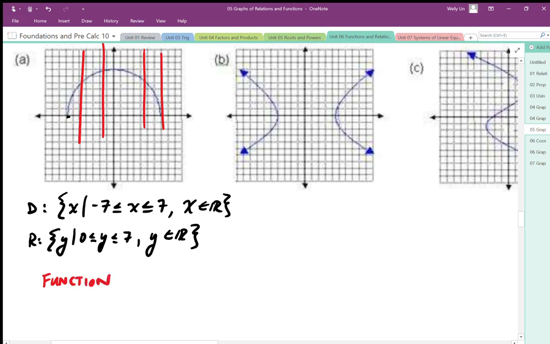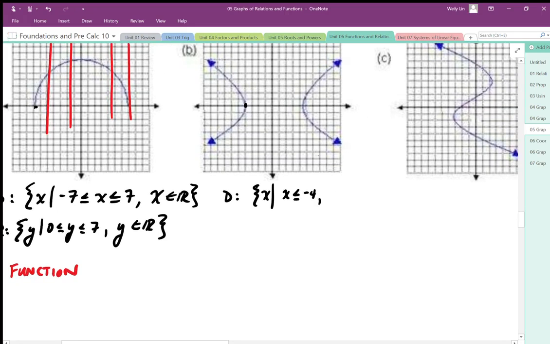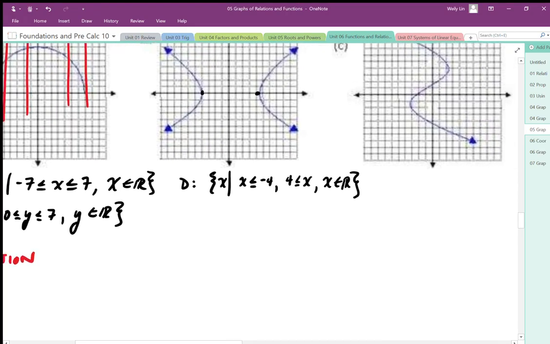Okay. What about this one here? The domain of this relationship is going to be from this point to the left. So I'm going to establish my variable, and I know that X is going to be less than or equal to -4. It's also going to be greater than or equal to, let's assume right on the dot there, X is going to be greater than or equal to +4, and since it is continuous, we're going to say that X is an element of real numbers. Okay, so there's my domain for X.